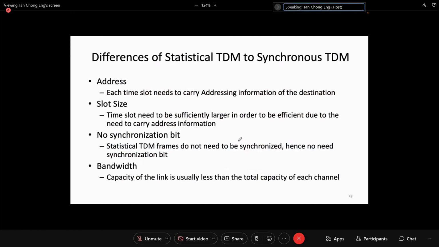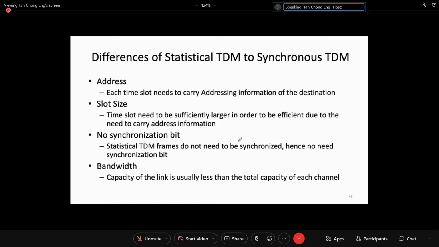And this one is basically telling us the differences between statistical and synchronous TDM. Basically they have 4 differences. In terms of addresses, if you want to use statistical, each time slot will need to carry the address information because they are not synchronized. If you don't carry that address information, the demultiplexer will get confused. And of course, the slot size will also be affected. The time slot needs to be made bigger to carry not only the data but also the address information.